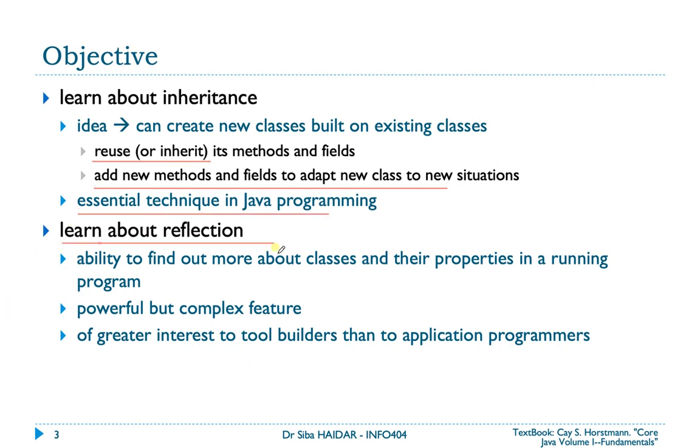And the other objective is to learn about reflection, which is the ability to find out more about classes and their properties during the runtime of the program. This is a powerful but complex feature, of greater interest to tool builders and not to application programmers. So we will try our best to stay away from reflection as much as we can. But in this chapter, we will mention reflection and understand what it is, because sometimes we use it without even knowing that this is reflection. So you have to know what reflection is.